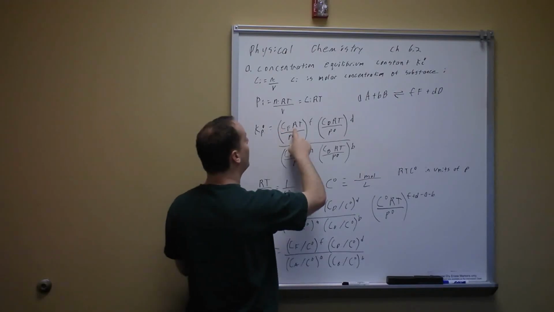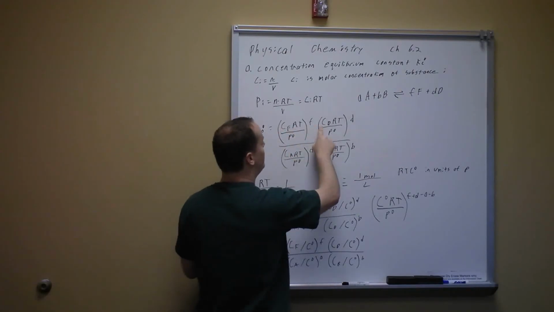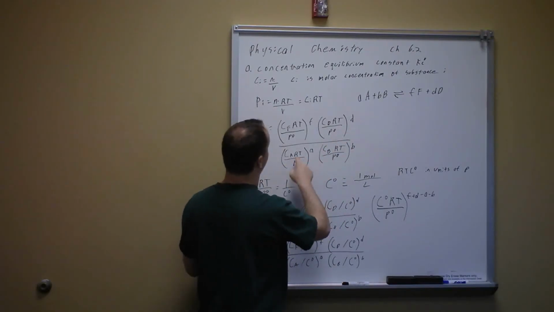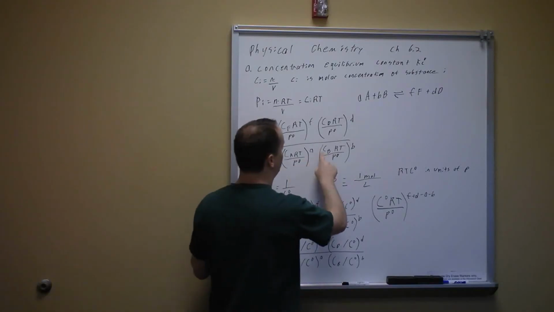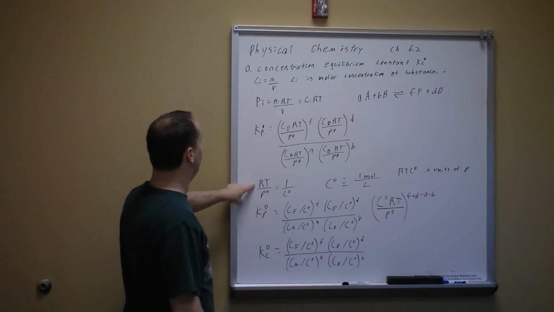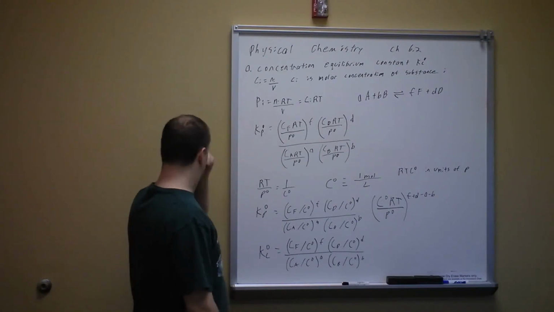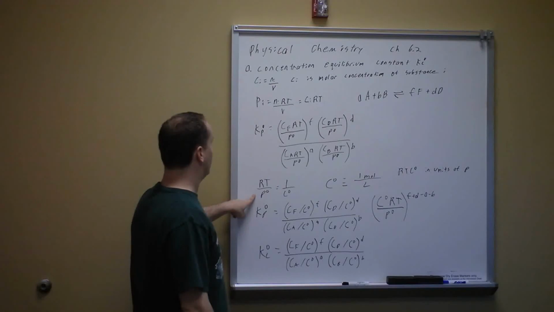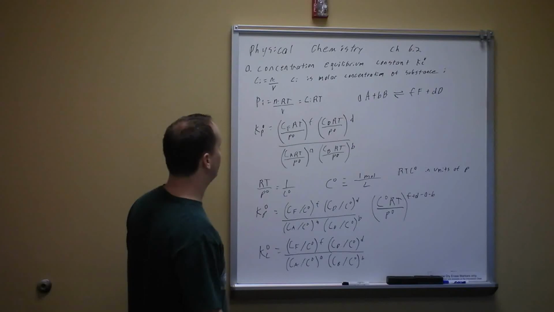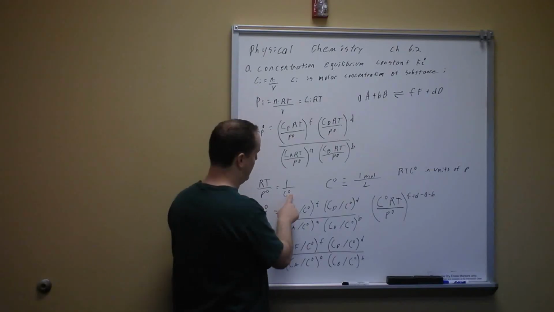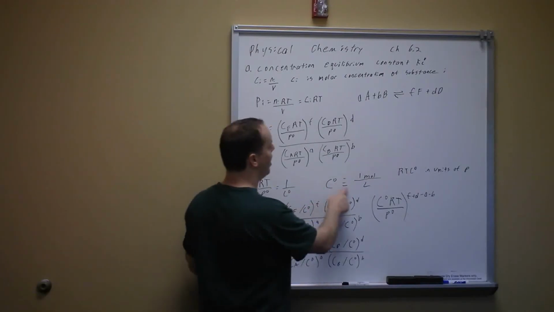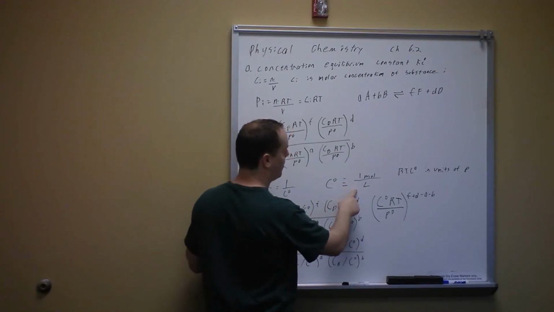we have C of F RT divided by P naught to the F power, C of D RT over P naught to the D power, C of A times RT over P naught to the A power, and C of B times RT over P naught to the B power. Now we also know, again from up here, that RT over P naught is equal to 1 over the molar concentration of a substance. Remember, the naught means standard state, so we're defining C naught as 1 mole per liter.